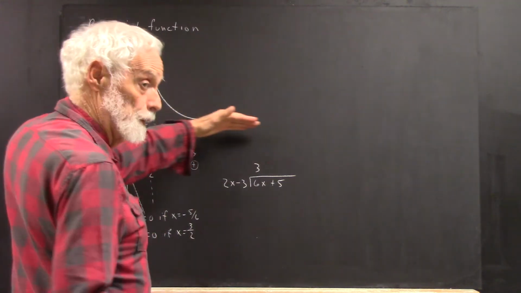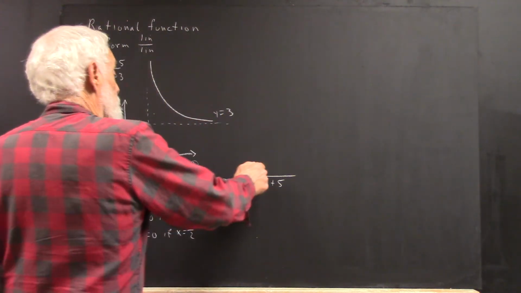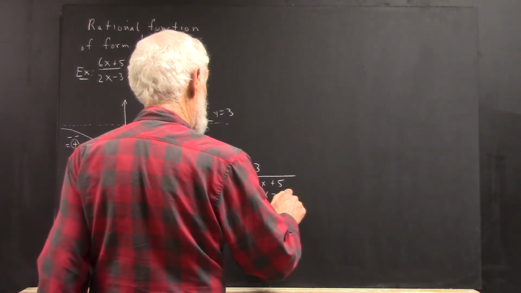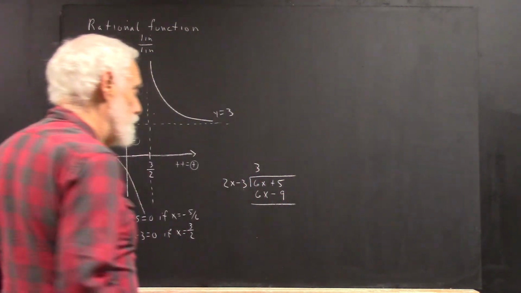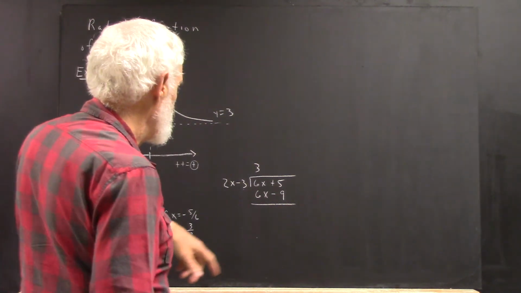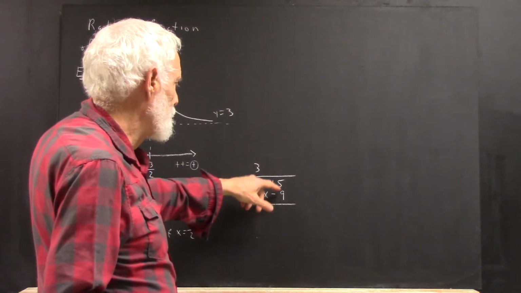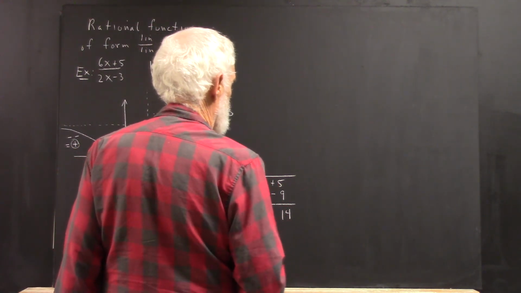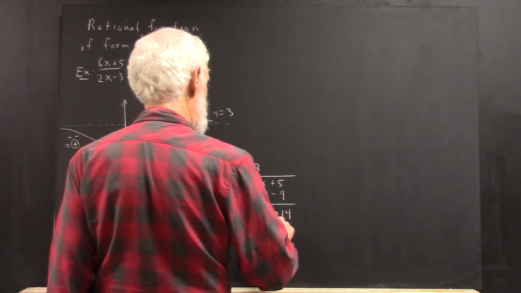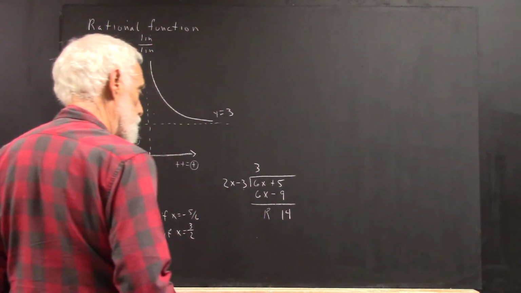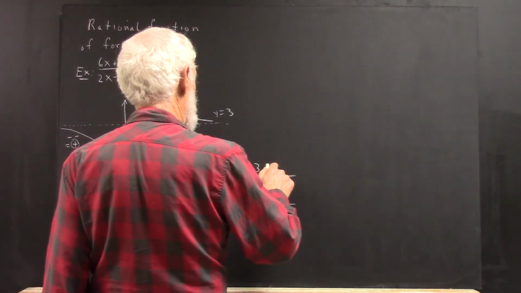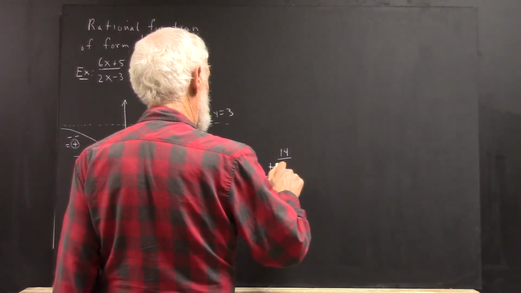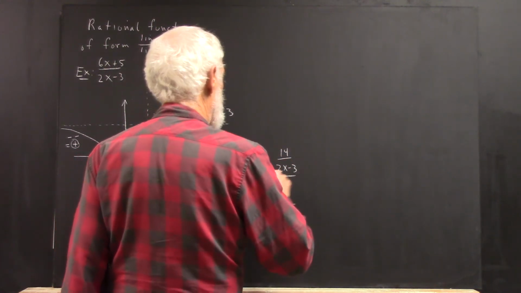Well, that's your horizontal asymptote. You multiply 3 by 2x minus 3, you get 6x minus 9. Okay? And then if you subtract minus 9 from the 5, you get 14. This is your remainder. Remainder 14. So we could write this as 3 plus 14 over 2x minus 3.